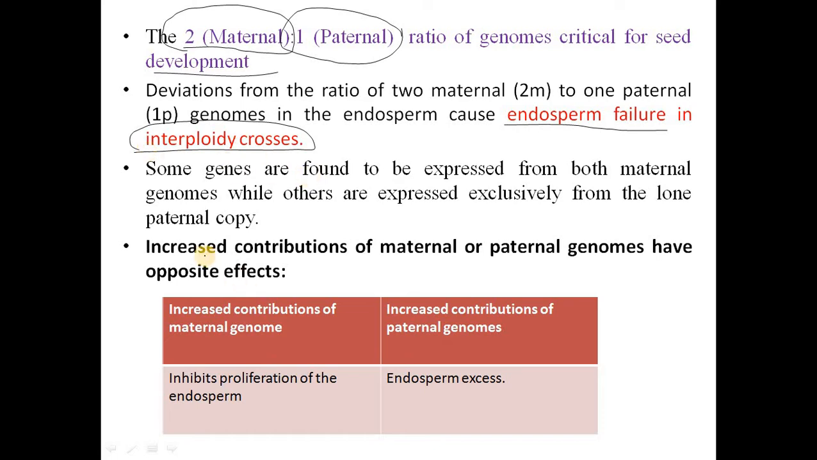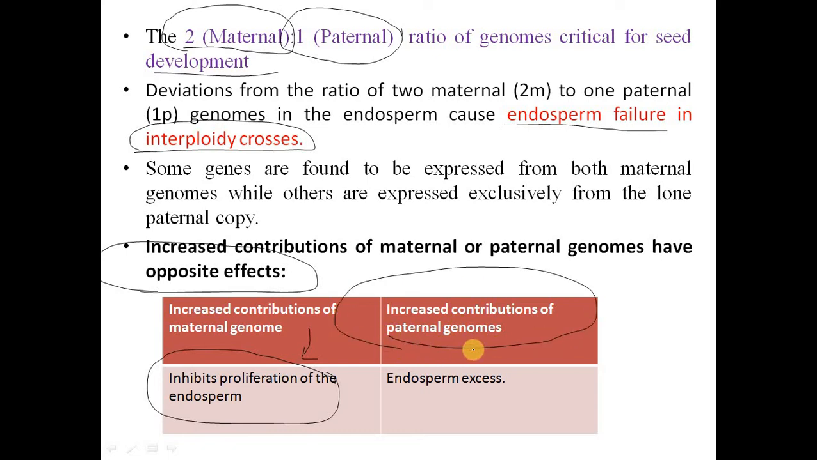This increased contribution of the maternal as well as the paternal genome shows two opposite effects. If there is a major contribution of the maternal genome, it inhibits proliferation of the endosperm, but when the paternal contribution is more, the endosperm is in excess, that is, the endosperm formation proliferates.